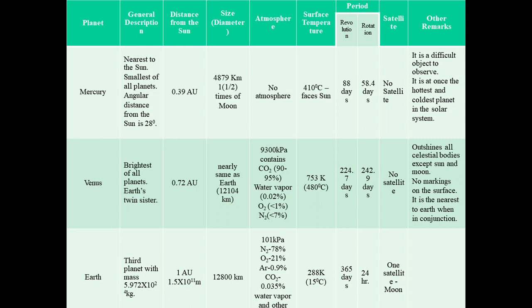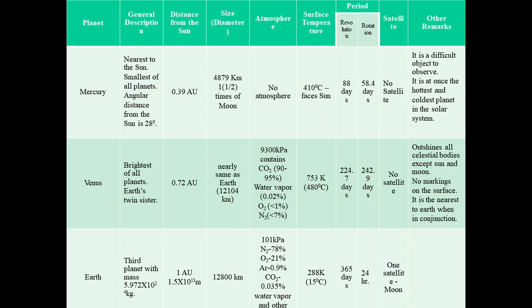Now if you consider Venus, the second planet in the solar system, it is the brightest of all planets. That means it outshines all celestial bodies except the sun and the moon. So if we observe all the celestial bodies, the brightest one is definitely the sun, the next brightest one is the moon, and the next brightest one is actually Venus.